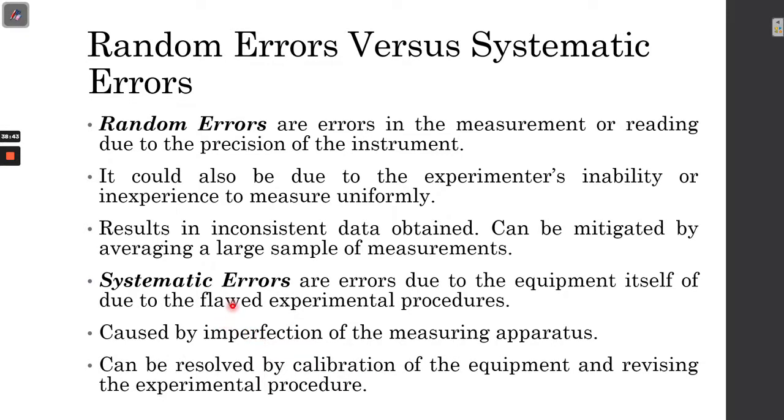And sometimes it's also due to the experiment itself. So yung method of measuring mo and experimenting mo is may flaw or mali mismo dun sa experiment kaya yung nakukuha mo is hindi tama. There's an error. This can be resolved by the calibration of the equipment or revising the experimental procedures. So that's the difference between random errors and systematic errors.